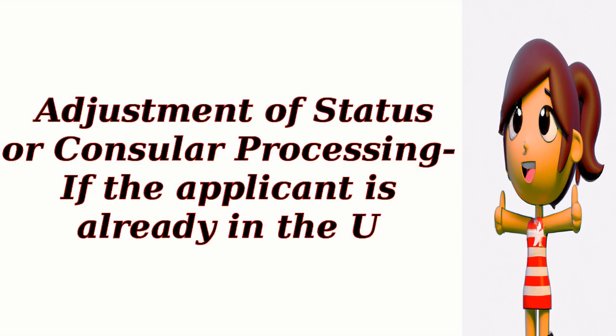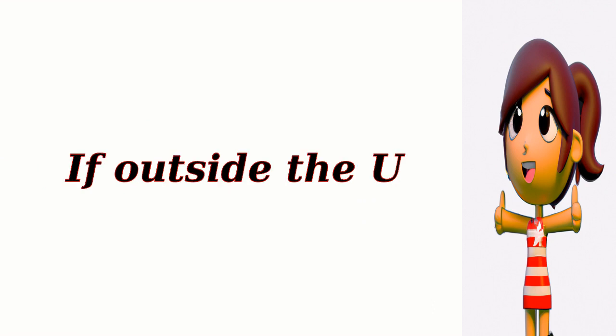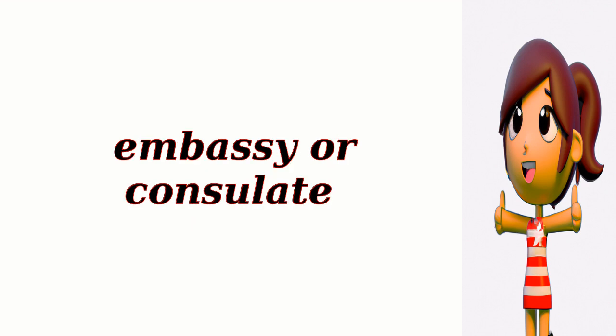Adjustment of status or consular processing. If the applicant is already in the U.S., they may apply for adjustment of status to obtain a green card. If outside the U.S., they must go through consular processing at a U.S. embassy or consulate.